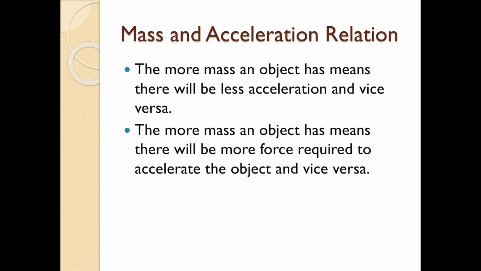So the force and the mass for an object are related. The more force, the more mass. The more mass, the more force. The less mass, the less force. And so the mass and force have a direct relationship. They both increase. And the mass and force have an inverse relationship with acceleration. The larger the number of the mass and the force, the smaller the number of the acceleration, and vice versa.